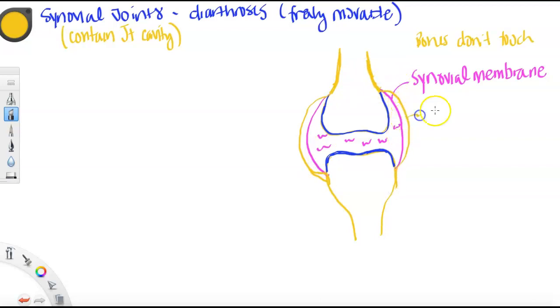Okay, so this is a fibrous layer. This fibrous layer that's on the outside is dense irregular connective tissue. Okay, and of course it's protective. These two things create the joint capsule.